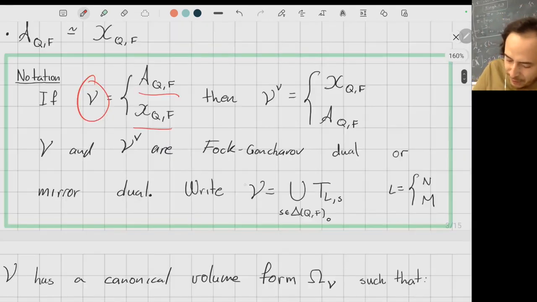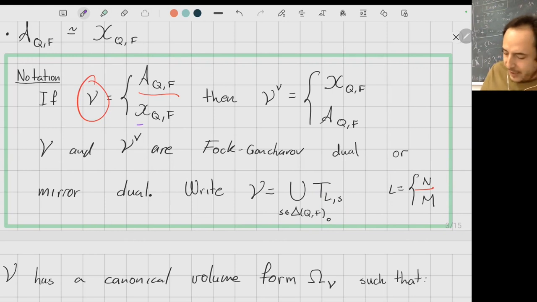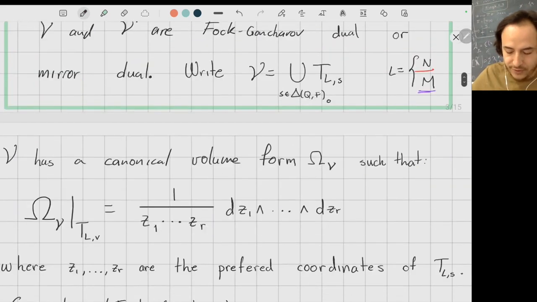And since I'm allowing this V to be any sort of cluster variety, I will always be referring to this atlas they have, and I will denote by L the corresponding lattice. So if I'm in an A variety, L is going to correspond to the lattice N, and if I'm in the X variety case, the lattice L will correspond to the lattice N. So just to treat both cases simultaneously, I'm going to talk about general properties of these schemes, and I will make reference to the underlying lattices, so that's why I'm introducing this notation.